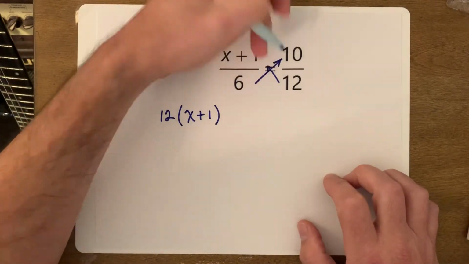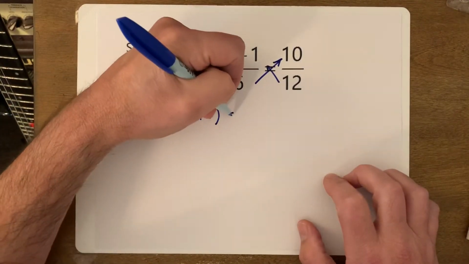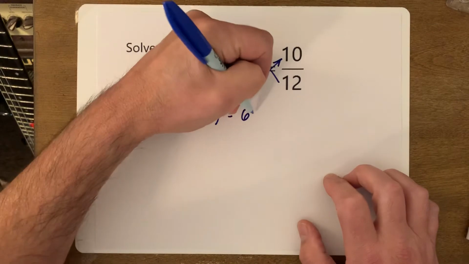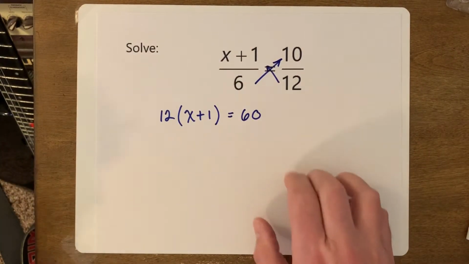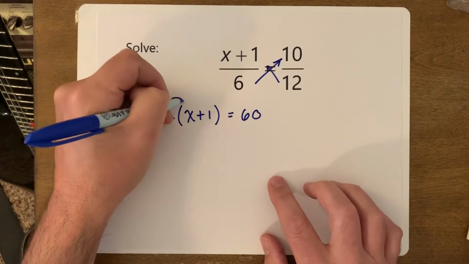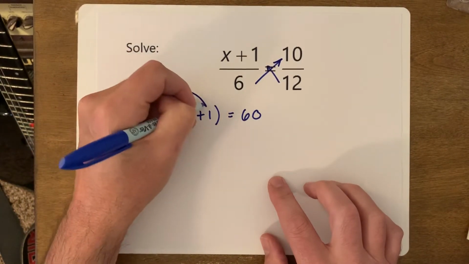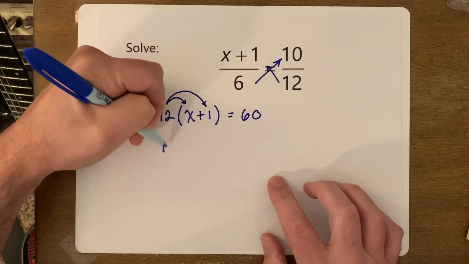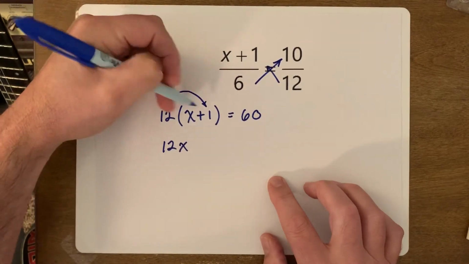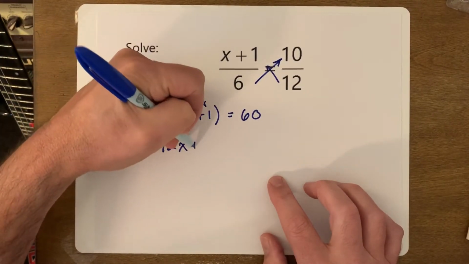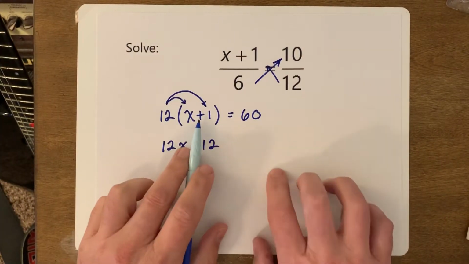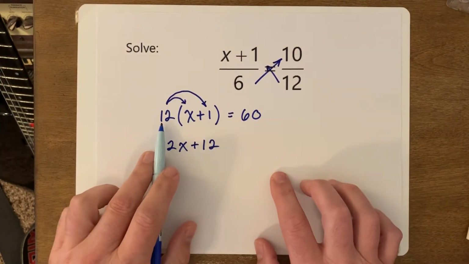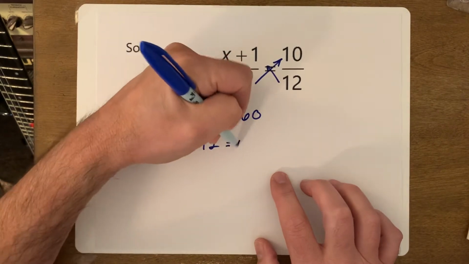This one, 6 times 10, I can just go ahead and multiply those together to get 60. That's no big deal. I don't have to write 6 times 10 down here if I already know what it is. Now I need to distribute. So when I distribute now, 12 times x is 12x. 12 times 1 is 12. Oh, almost said it wrong. 12. And it is positive because there's a plus right there, and the 12 is positive also. And that's equal to 60.